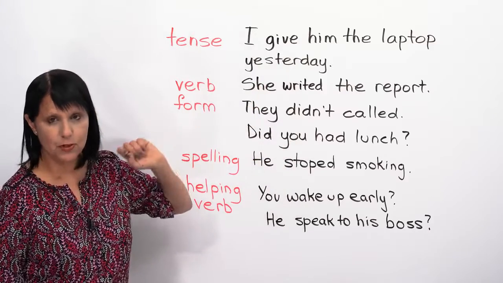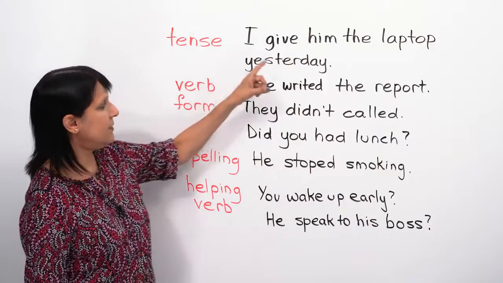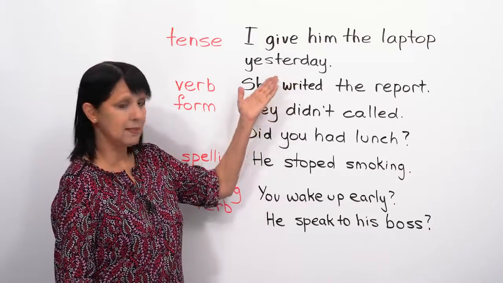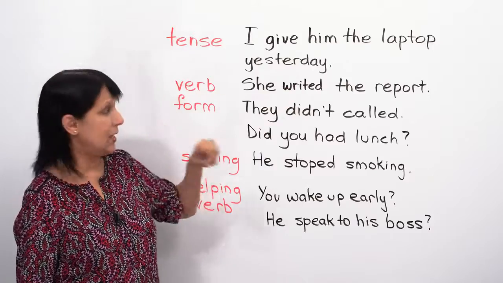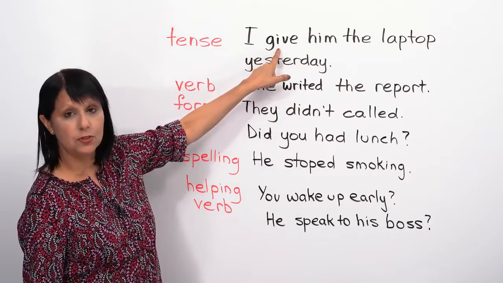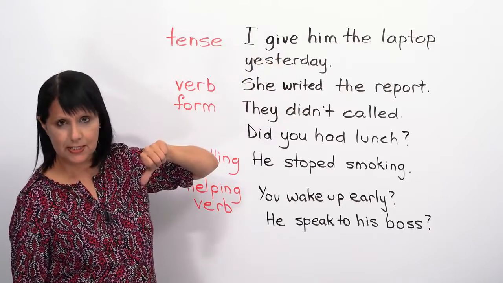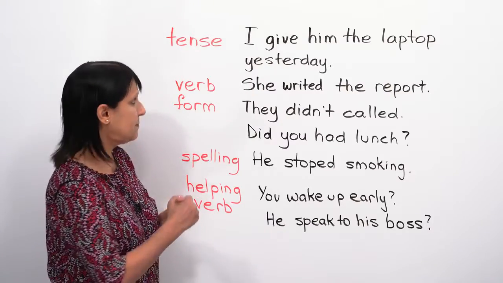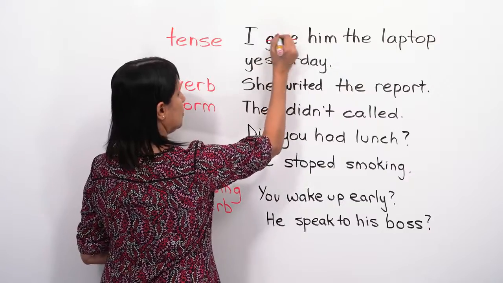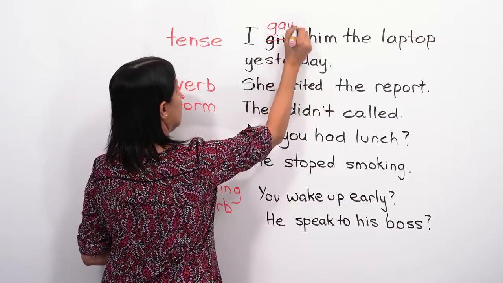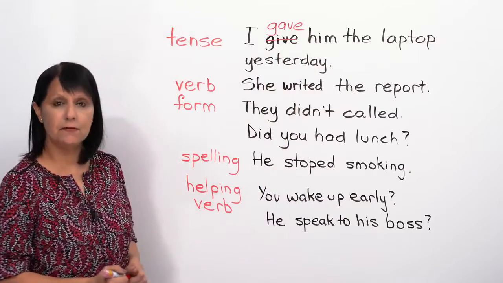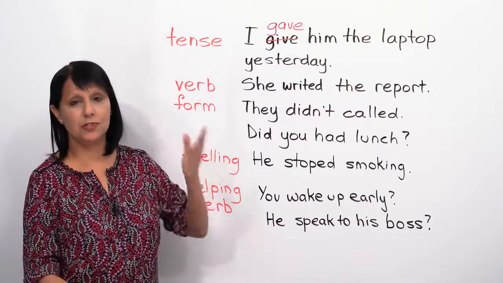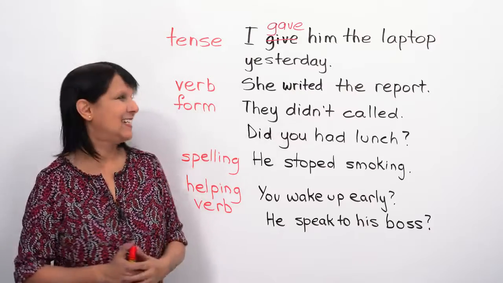But first, let's read what's wrong. "I give him the laptop yesterday." So this sentence is about the past because it says yesterday, but the person used a verb in the present tense, give. So how do we correct it? We correct it by changing give to gave. I gave him the laptop yesterday. So you always need to make sure that you're using the right tense.